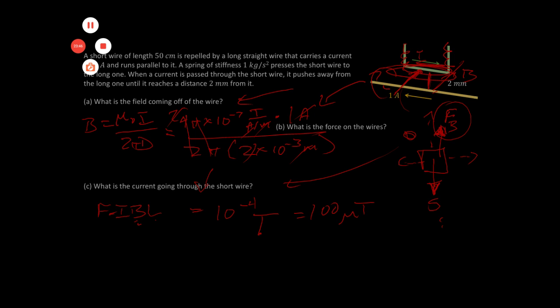e is 1.602 times 10 to the minus 19 still. And B is 1 Tesla. So this is the only hard part of the calculation, and it's so hard that you have to use your calculator. Obviously, it's just a little bit over 1. It's 1.04.